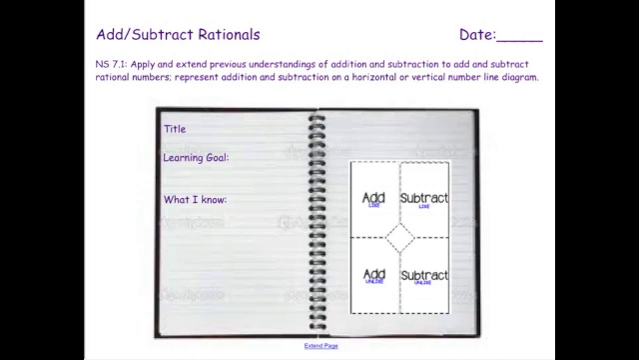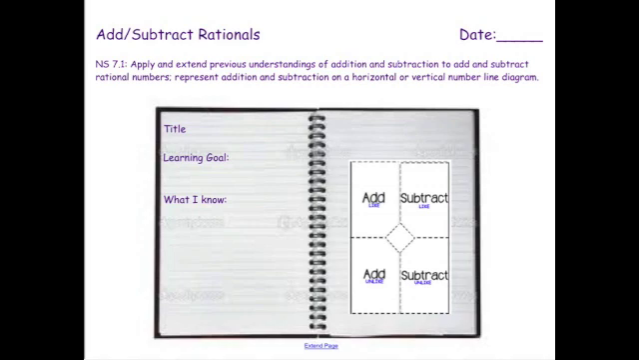For example, 1/2 would be a rational number, as well as 2 4/5, as well as 25 hundredths, or 2 3/10, right? So there's all sorts of combinations of rational numbers, but the short definition is that it's a piece of a whole number. The standard we're going to focus on today is NS 7.1, and it's to apply and extend previous understandings of addition and subtraction to add and subtract rational numbers and represent addition and subtraction on a horizontal or vertical number line diagram.